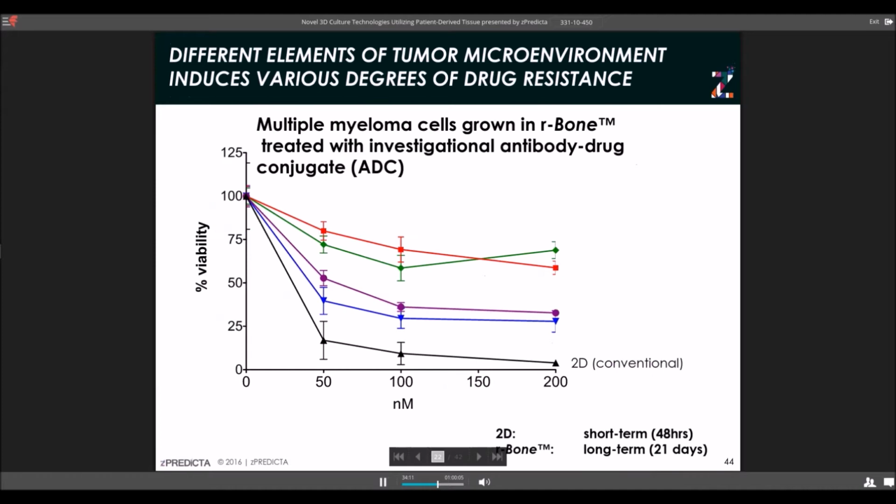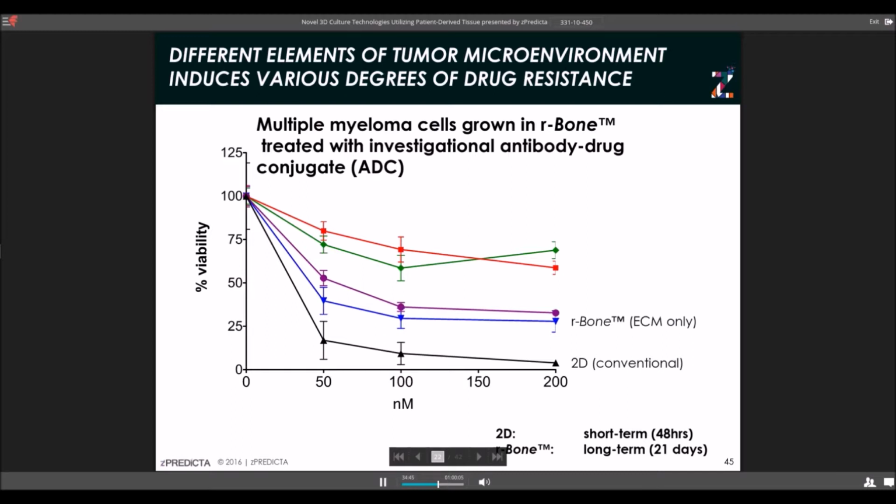Another example of this is where we dissected out different elements of the tumor environment and how they contribute to drug resistance. Again, we're looking at the viability of the cells in culture over the dose response of the drug treatment. The black line shows two-dimensional conventional culture. This was primary multiple myeloma cells. This was a short-term culture because myeloma doesn't survive in 2D, and the cell viability was decreasing over time.